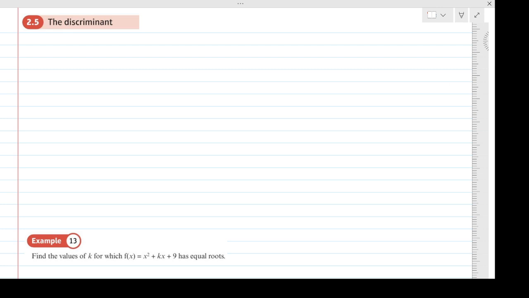Hello. We are again working on quadratics, and in this section we're going to look at something new. Actually, probably the first new thing you would have seen in the A-level course from GCSE: something called a discriminant. Now, let's set the scene.